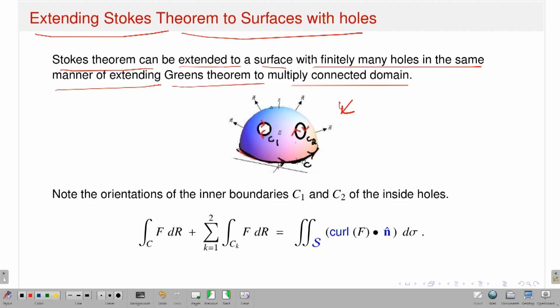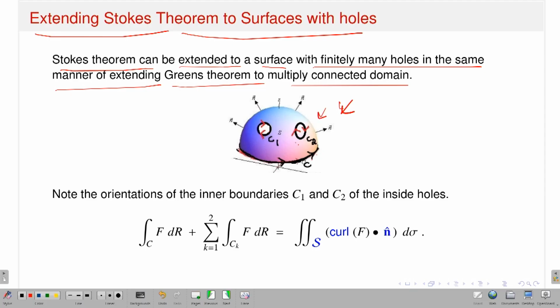This kind of surface you have already seen in my last lecture. This is a surface, this is the outer boundary C, and it has two other boundaries, the inner boundaries C1 and C2, because these are holes. So this white portion is not part of the surface. This kind of surface I already talked about.